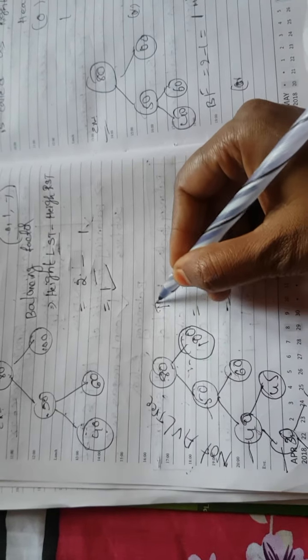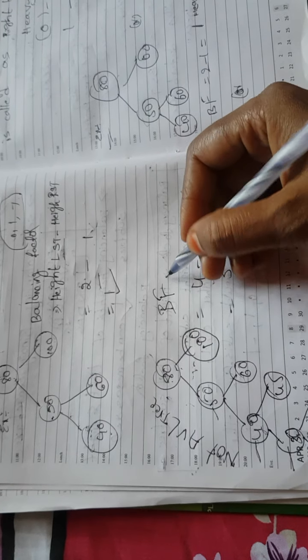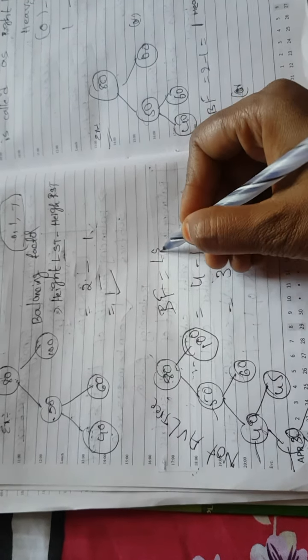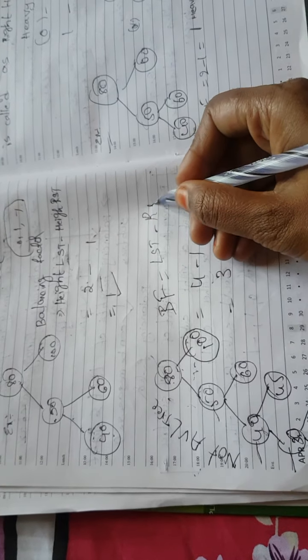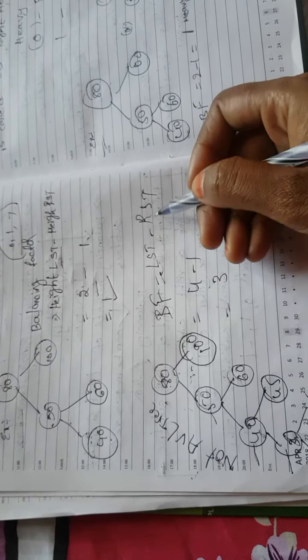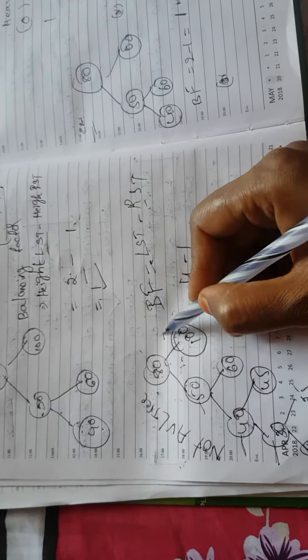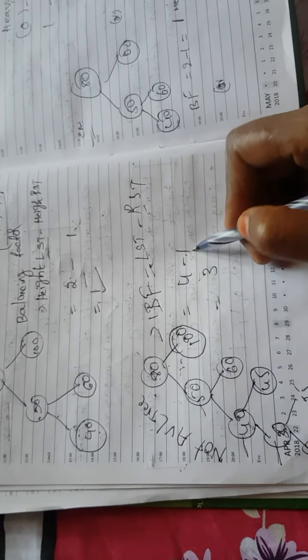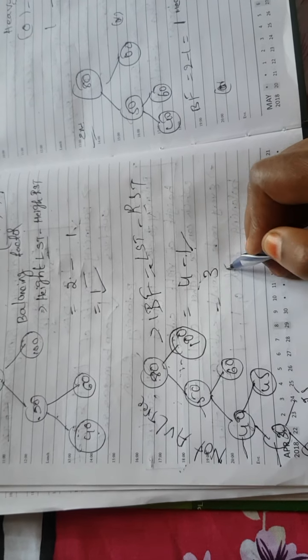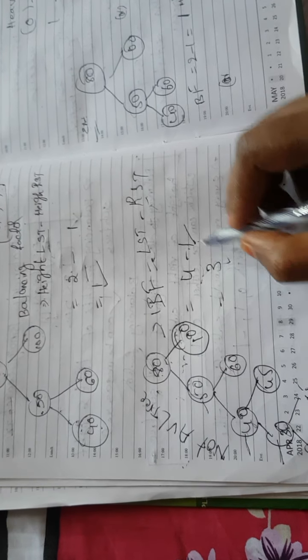Which way can we find the balancing factor? That means the BF is found by LST minus RST: the height of the left subtree minus the height of the right subtree. How many levels on the right side? Only 1. That means 4 minus 1 is 3. This does not satisfy the balancing factors.